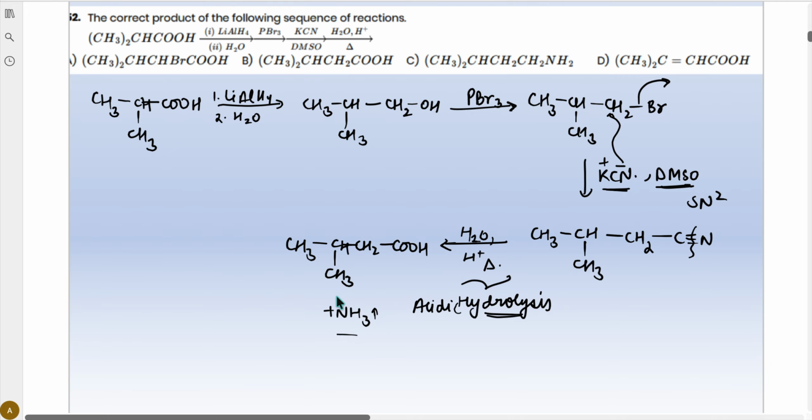Remember or not, this is a simple question. You can convert first carboxylic acid into alcohol. Alcohol will be converted into alkyl bromide, and KCN will convert into cyanides, and after hydrolysis you will get carboxylic acid. So answer according to this should be B. Check.